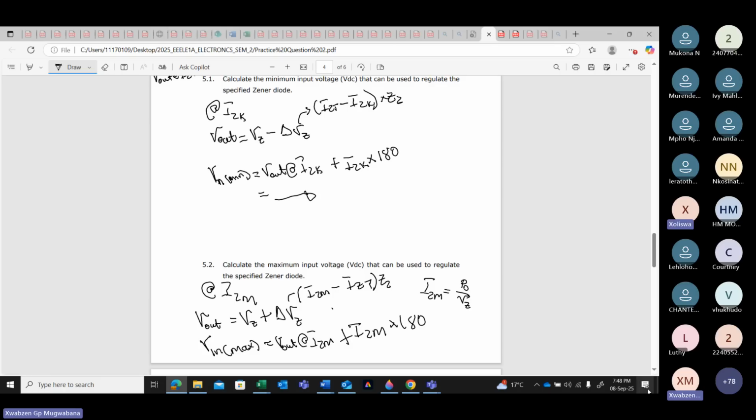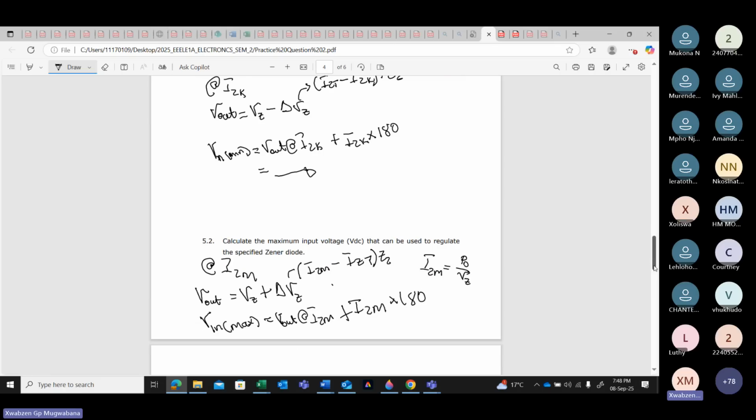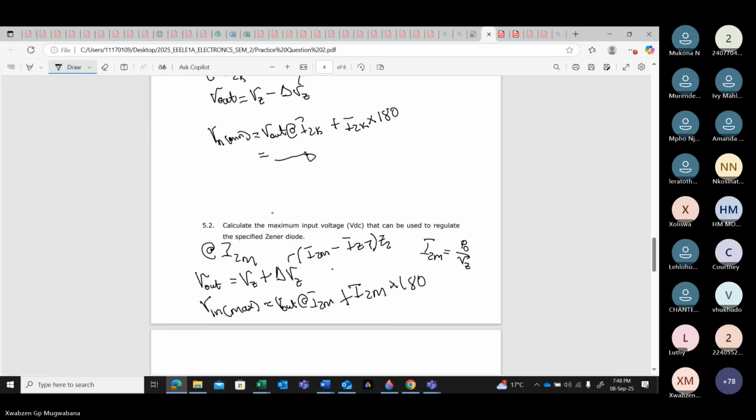Now, can you see where we are? Yes, sir. Can you see this one here? This is the equation of calculating the R limiter. You are talking about this resistor, Anel? Yes, sir. This is the equation.